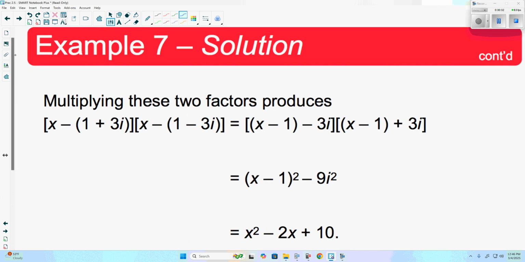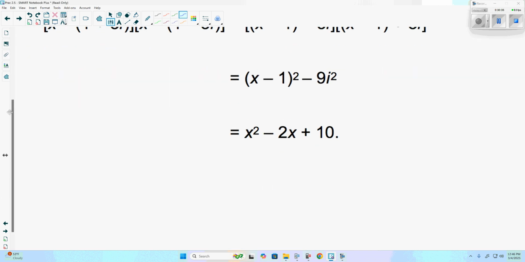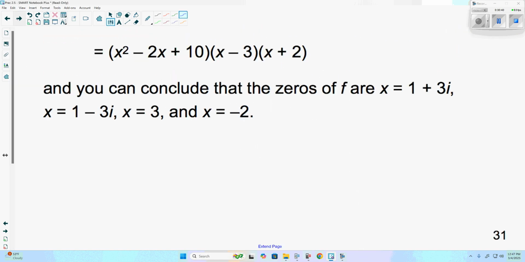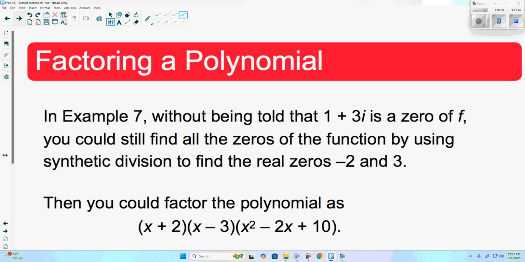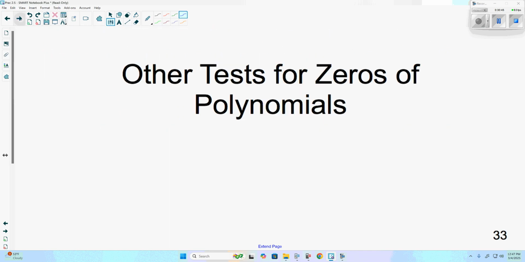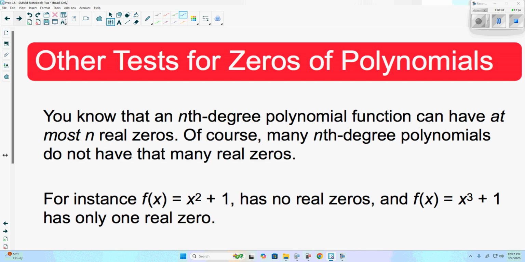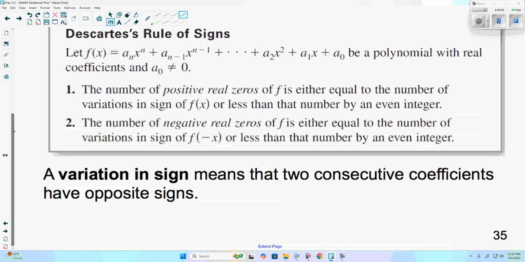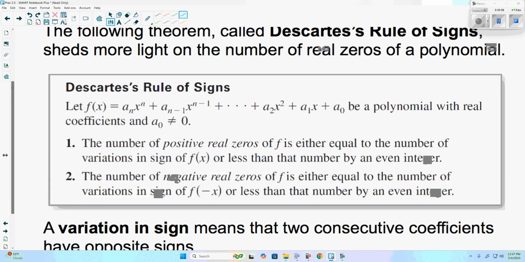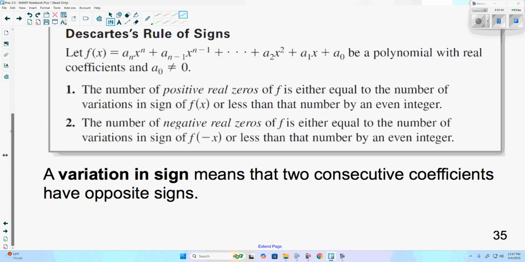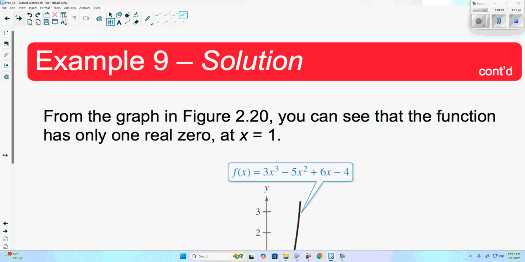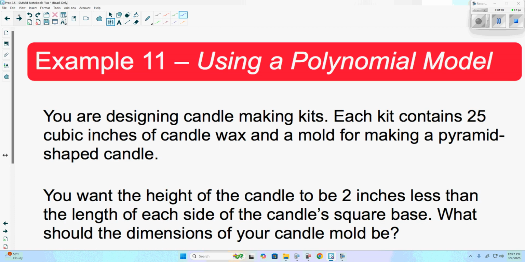Here, they multiplied the factors together to give us x squared minus 2x plus 10. Then they divided and found the remaining solutions. Descartes' rule of signs is another way that we can find the possible positive zeros, possible negative zeros, and complex zeros. But we're not going to worry about it.